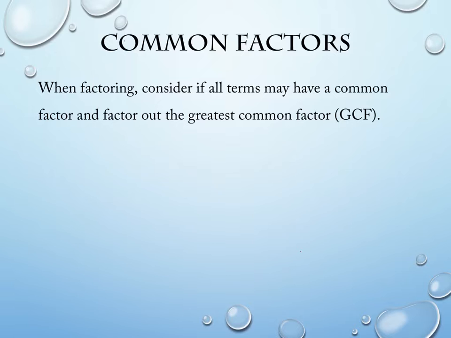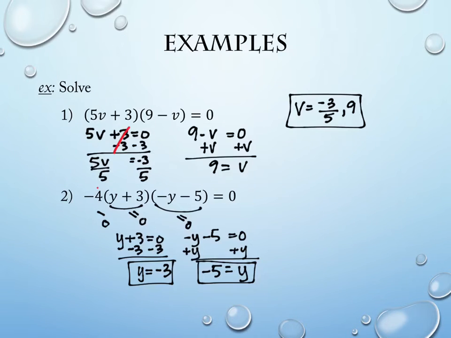So common factors is the first thing to look for. When factoring, consider if all terms may have a common factor, and then factor out the greatest common factor, right? The biggest thing that comes out of all the pieces. So if this one originally, number 2, had been all multiplied out, what would have been true about it is that every single term would have been divisible by negative 4. That's what it really means. So we would have been able to pull the negative 4 out in front before we actually did anything else. It would have been a common factor.